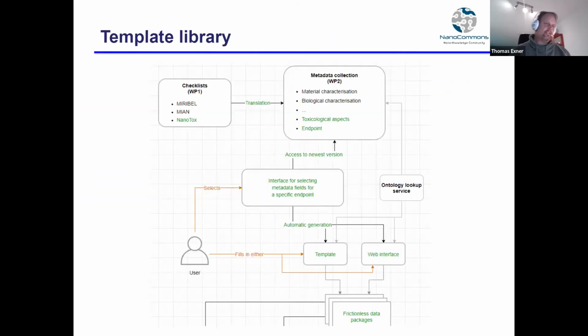This is a graphic I did quite a time ago, but I think it's still valid. What we often discuss when we look at data completeness, data standards, minimal data reporting, questionnaires or checklists, all these things. What I see there is that they are relatively broad. They say, yes, you have to define size if you want to characterize a nanoparticle, but they don't really tell you what you have to report when you report size.